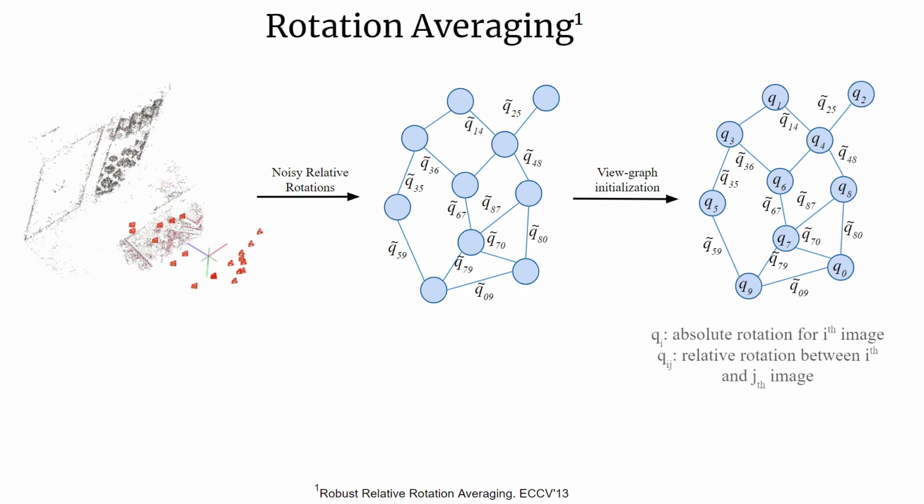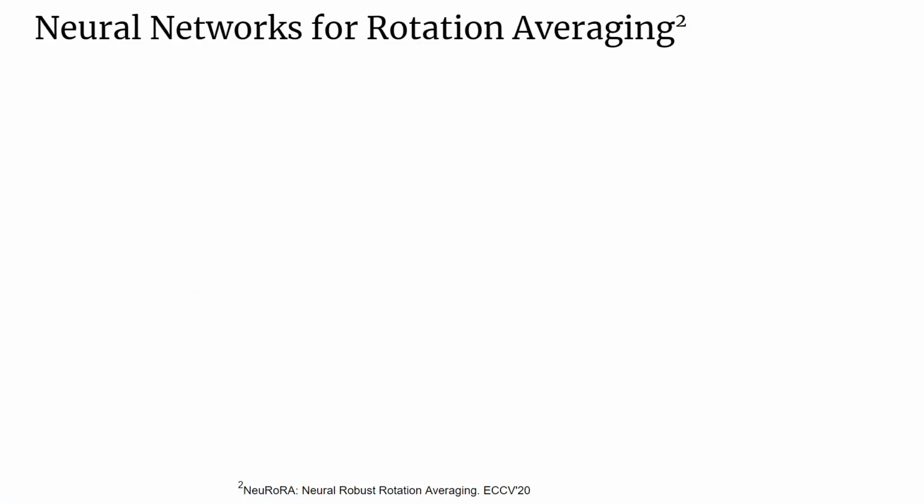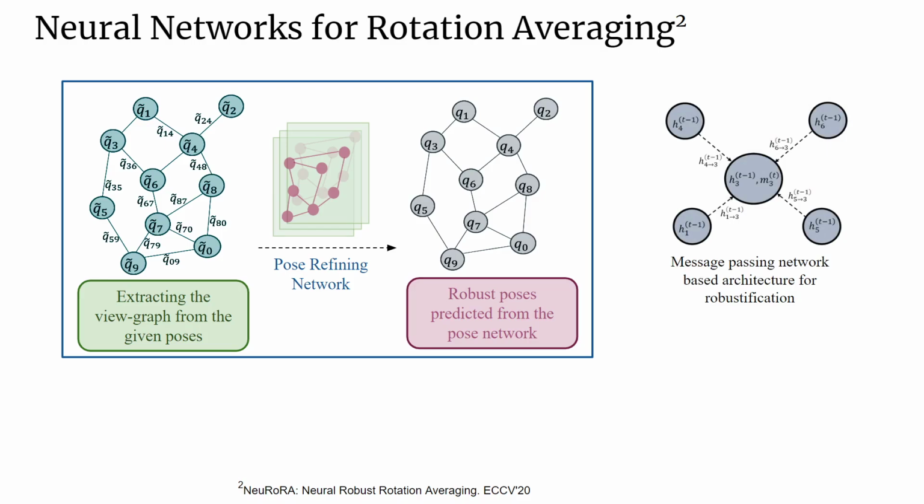Now, rotation averaging uses this completely initialized view graph to minimize the discrepancy between the predicted relative poses and the observed relative poses, where the predicted relative poses are the ones obtained by using the initialized absolute rotations. Similar to a recent work, we also use neural networks to arrive at a robust set of poses using the completely initialized view graph, and we use a message passing based graph neural network architecture to do this. It optimizes the following objective function, where the first term corresponds to the rotation averaging term and the second term is just a regularizer for learning a one-to-one mapping.